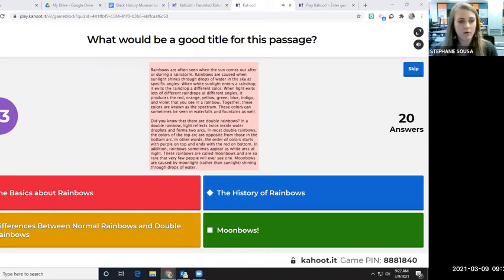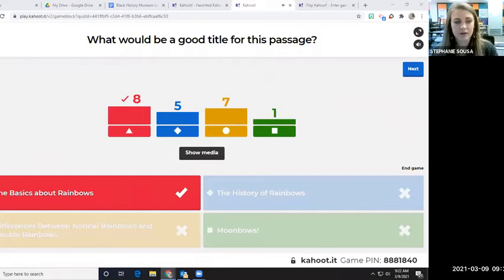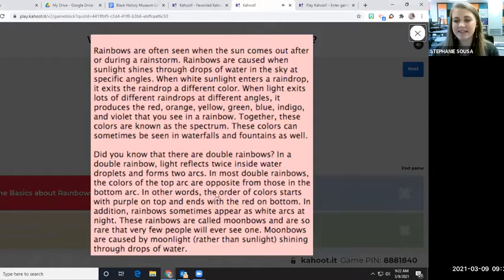Three more people. What would be a good title for the passage that we have read? The basics about rainbows. This would be a good title because this gives you a lot of basic information about rainbows, like their colors, how they're made, where we can see them, okay? And then also that there are white rainbows called moonbows, all right?